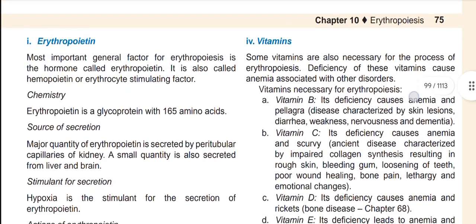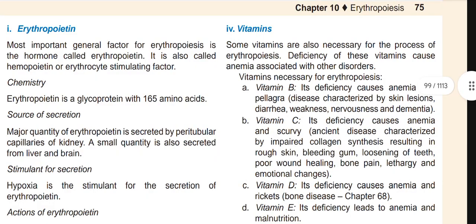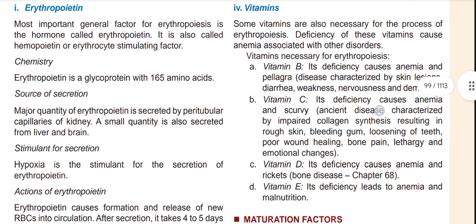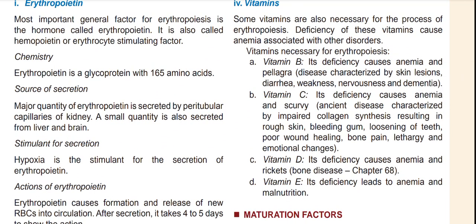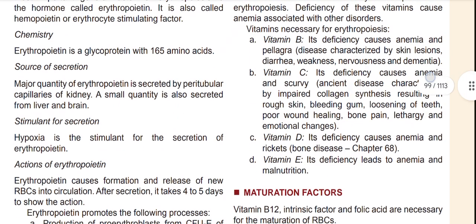Next, vitamins. Some vitamins are necessary for the process of erythropoiesis. Deficiency of these vitamins causes anemia associated with the disorder. First of all, vitamin B. Vitamin B deficiency causes anemia and pellagra, diseases characterized by skin lesions, diarrhea, weakness, nervousness, and dementia.